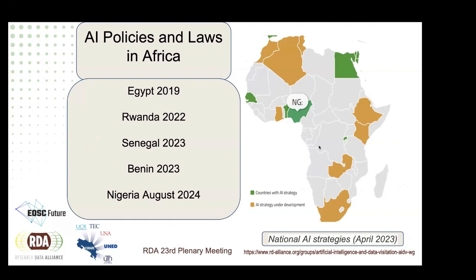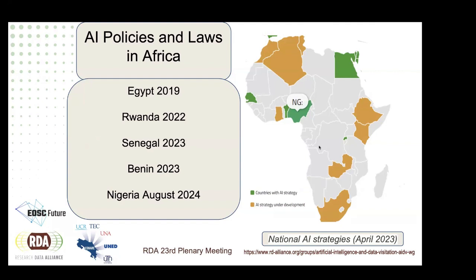And thank God this plenary did not happen before August. Maybe I wouldn't have had something to say about Nigeria. So the other countries are still under development in Africa. But specifically in August 2024, the Federal Ministry of Communications, Innovation and Digital Economy released the draft of Nigeria's first national artificial intelligence strategy.